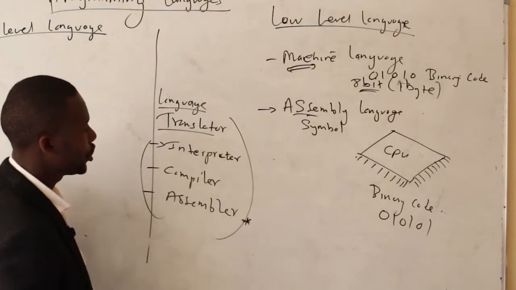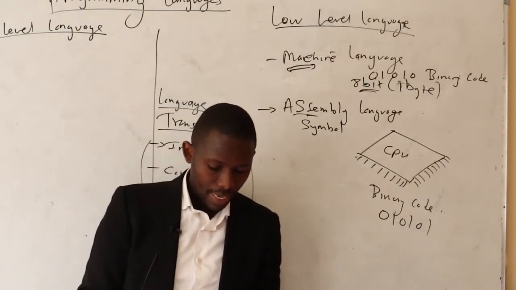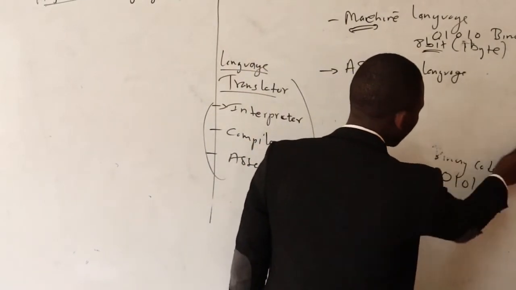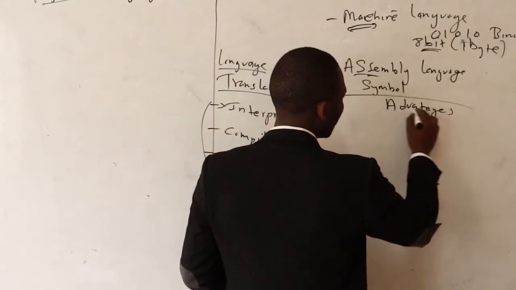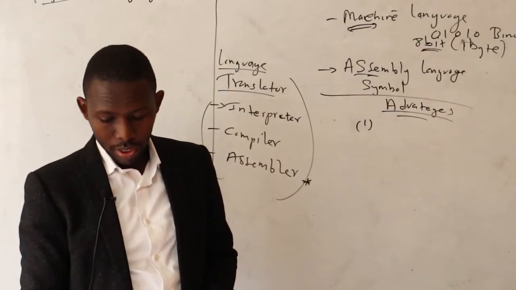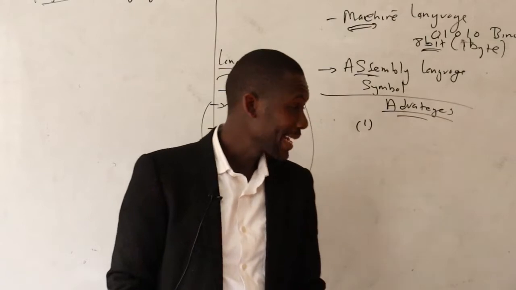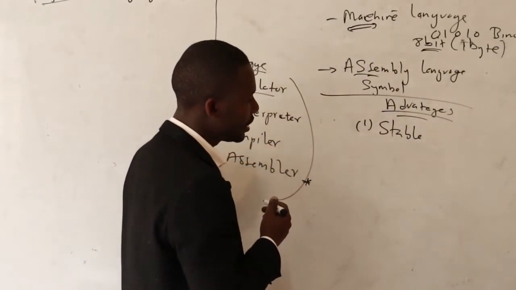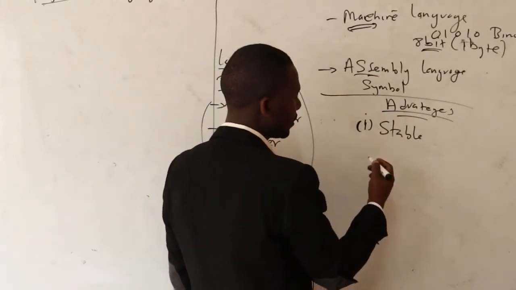So for these two languages, we need to check the advantages and disadvantages. First, the advantages of low-level languages. The first and main advantage of using low-level language is that the languages are stable. That is, programs written using these languages are stable. Since they are already written in machine readable form, they hardly crash. That is, these softwares are read by the CPU as they were coded.